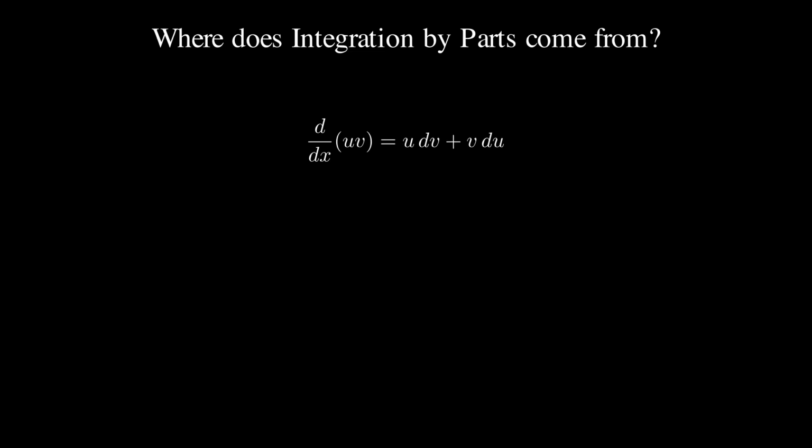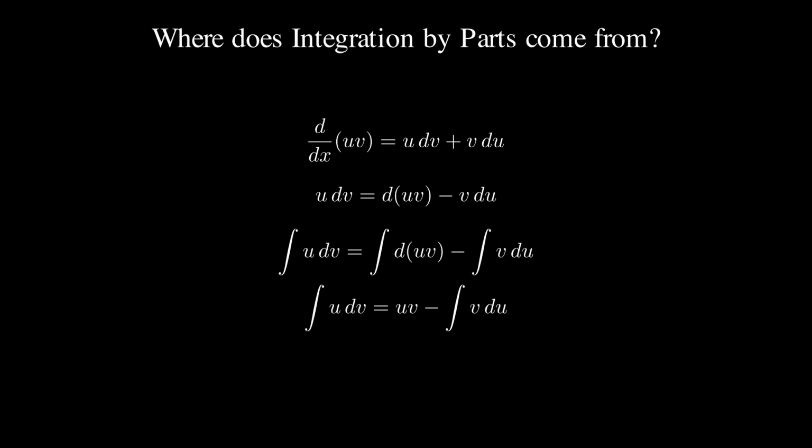As you can see with the product rule, you're splitting up d(uv)/dx, where u and v are functions, into u dv plus v du. Rearranging a little bit and then integrating both sides, you can see you end up with the integral of u dv is equal to uv minus the integral of v du.